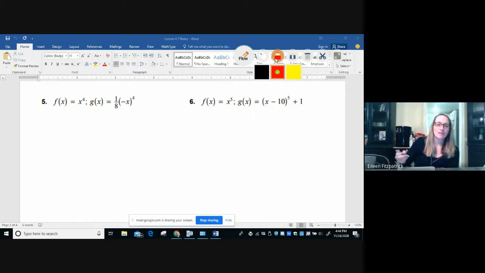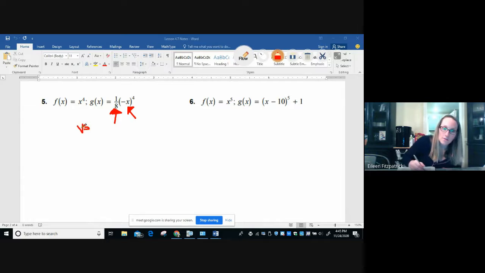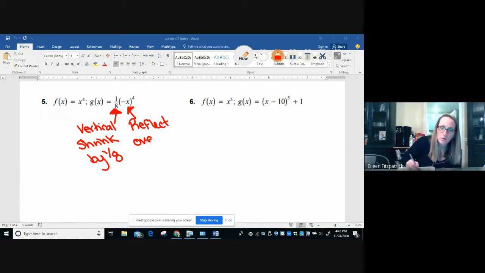All right, number 5 and 6. So we have f of x equals x to the fourth, g of x equals 1/8 times negative x raised to the fourth. So we're going to talk about that 1/8 and that negative inside parentheses with the x. All right, so the 1/8 is a vertical shrink by 1/8. And the negative inside the parentheses with the x is going to be a reflection over the y-axis.